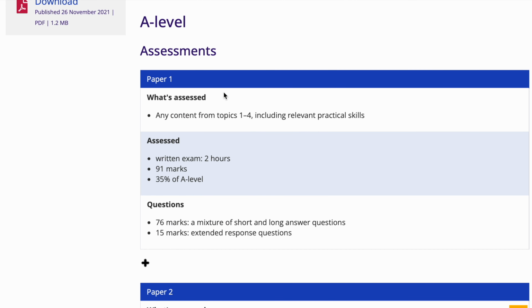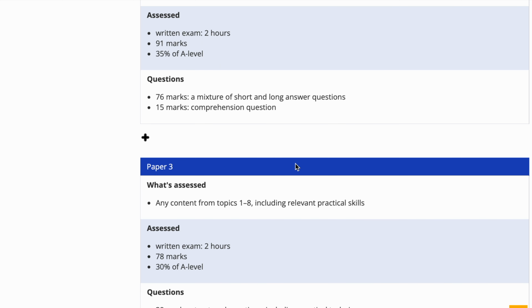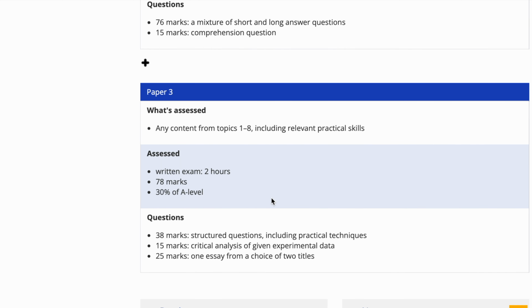At A level, you've got topics 1 to 4 on paper 1, so similar to the AS paper. Over at paper 2, you start being assessed on topics 5 to 8. And paper 3, you could be assessed on anything from topics 1 to 8. So it's really important to know when you're going into your paper what topics could actually appear on the paper.